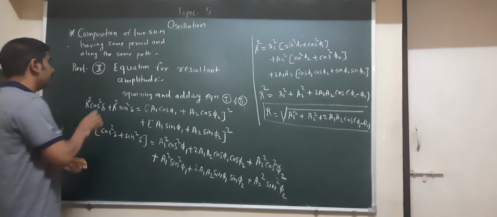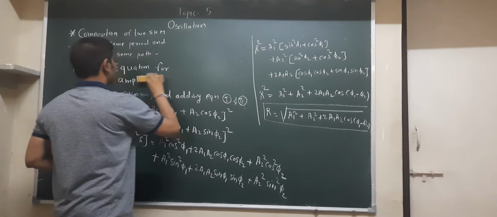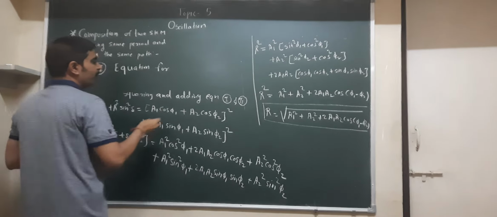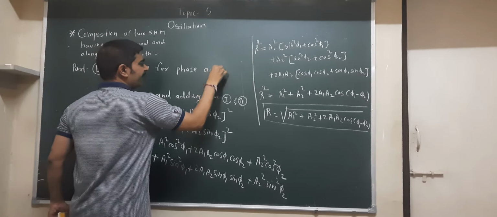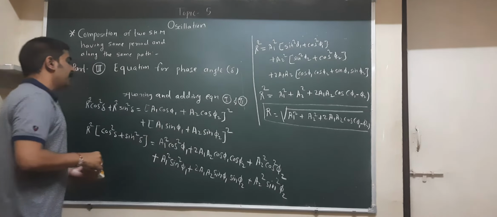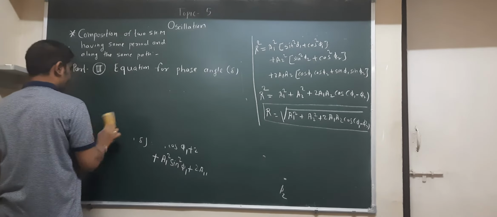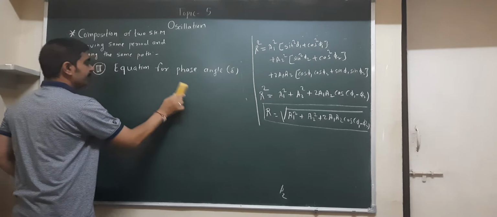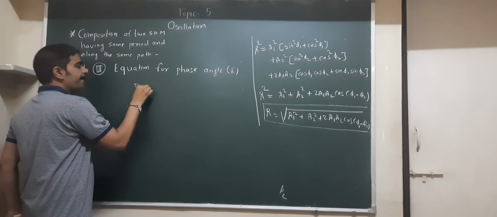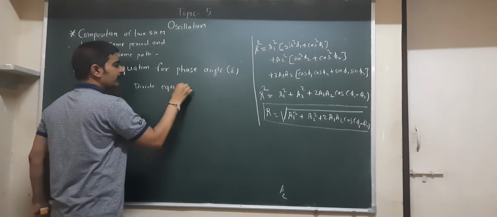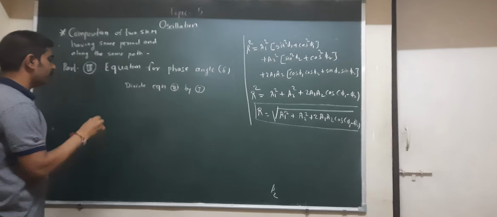Now the third part, which we are going to see, is the equation for phase angle delta. Now here we have to divide equation 2 by 1. Already we have considered those equations. So divide equation 2 by 1.